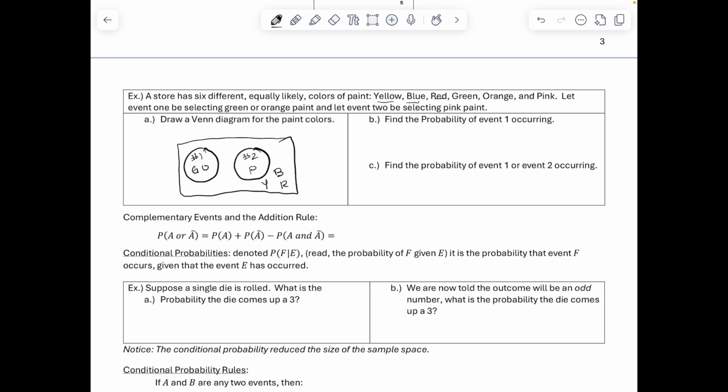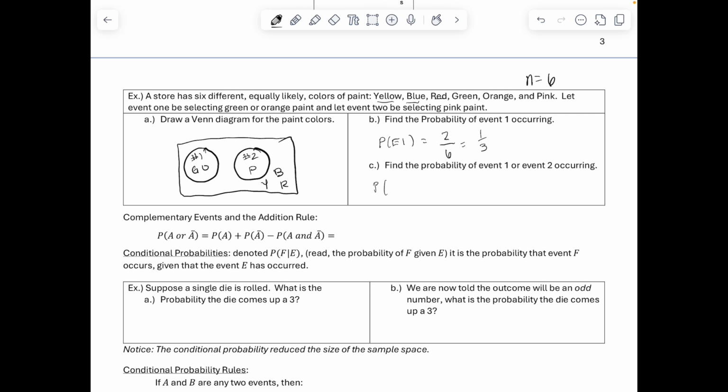So part B says find the probability of event 1 occurring. So probability of event 1, there are 2 colors divided by the total number of colors that we have, which is 6. So this works out to be 1/3. You can divide this on your calculator also and get a decimal answer. I'm going to leave it as a fraction this time.